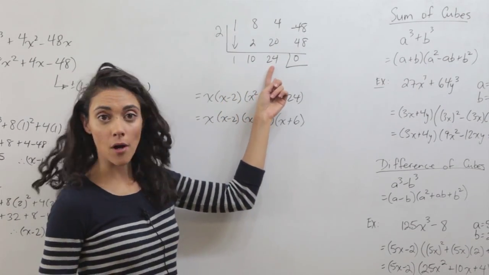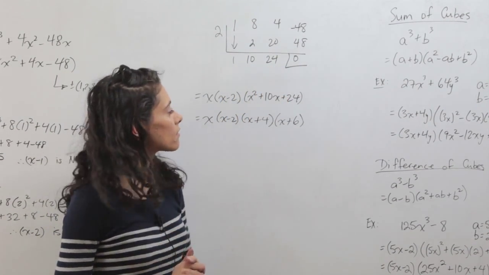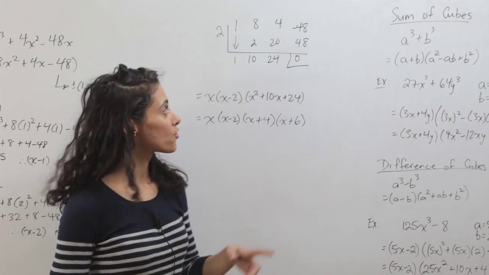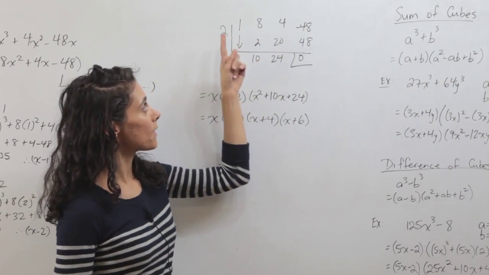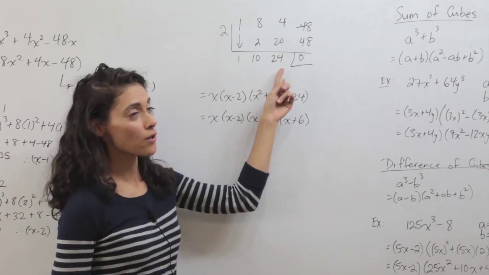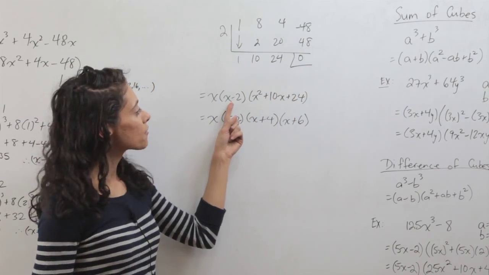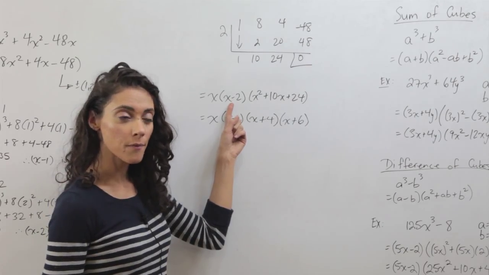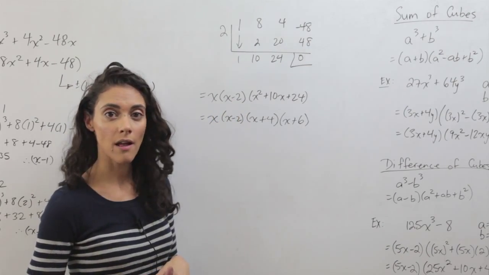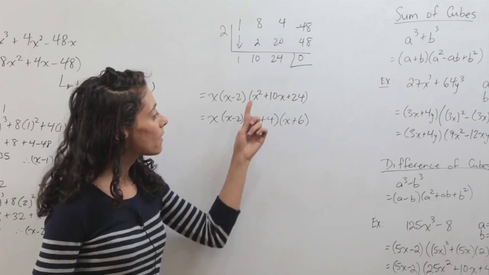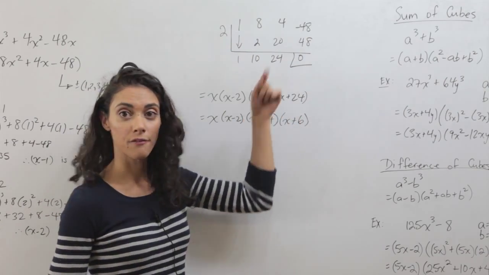This answer that we get at the bottom, remember, these are the coefficients of the answer. I started with a cubic. I divided by a linear. This is quadratic. So here's the factor I pulled out, x. Here's the factor I found using the remainder theorem, or the factor theorem. I found that 2 was a 0, and therefore x minus 2 is a factor. Here's the factor I found through division.